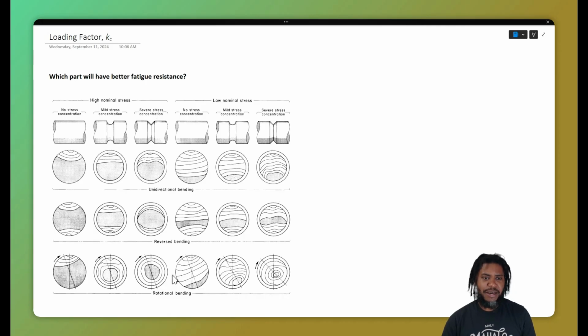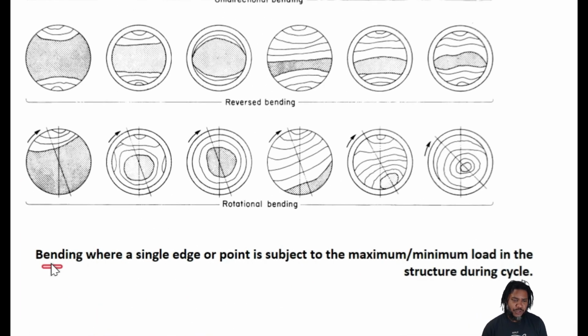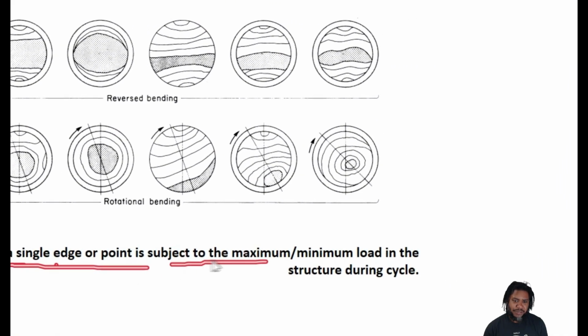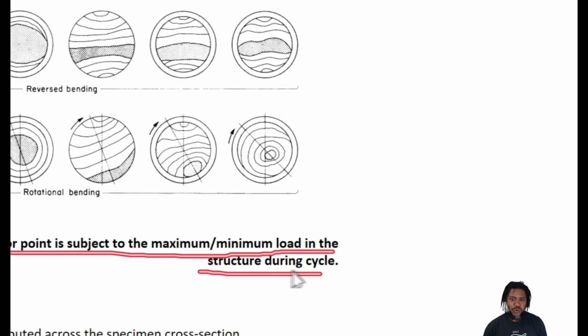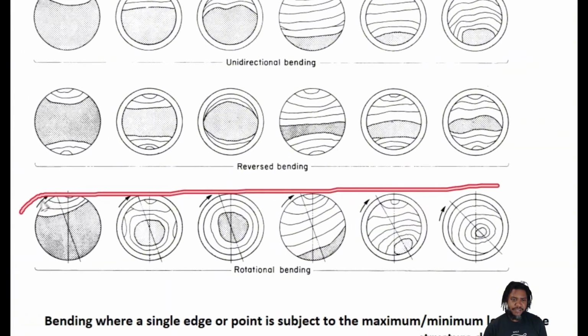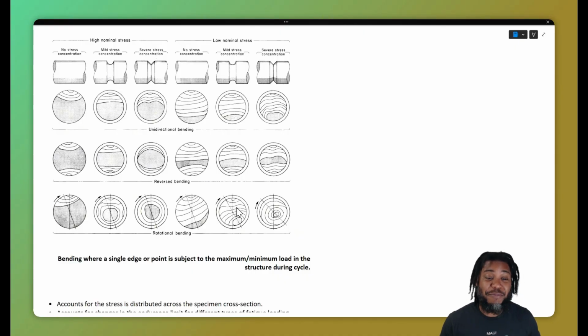Let's also kind of think about crack propagation. The more stable crack propagation we have, the more cycles of failure we'll likely have. So bending, where a single edge or point is subject to maximum minimum loading in the structure, is the case where we'll have more cycles to failure. And in our case, that is the rotating bending scenario. The classic Euler experiment is where we're going to have more fatigue resistance. Because when we are rotating that part that is bent, there was a single point along that sample at any particular time that's subject to the maximum and the minimum loading condition.